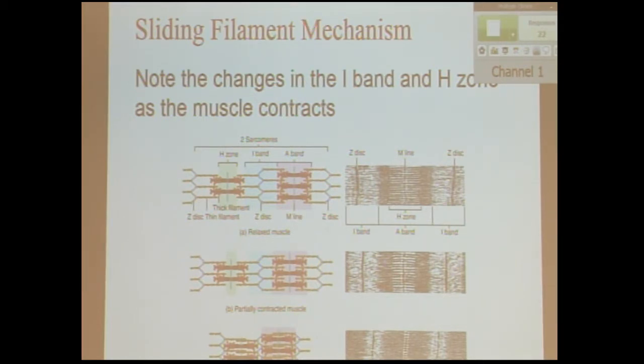You like the gray one? Yeah, it makes so much more sense with the I band and A band. Oh, okay. I hate the gray one. But I'm glad we have both.